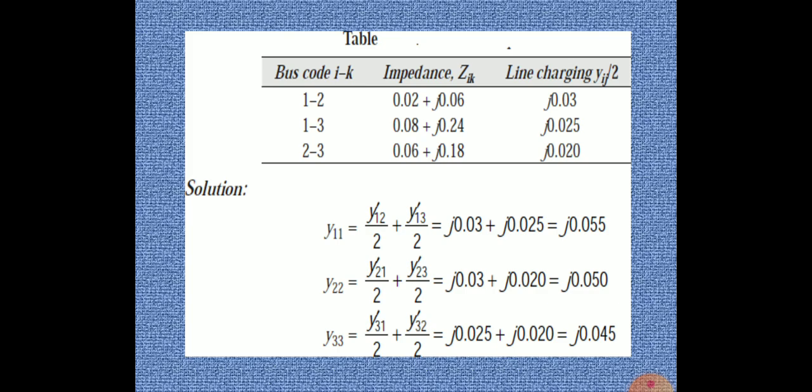self-admittance, y11 is equal to y12 dash by 2 plus y13 dash by 2. The y12 dash value is 0.03, and the y13 dash by 2 value given is 0.025. Same thing for y22, y21, y23. Then for y33, y31 and y32.